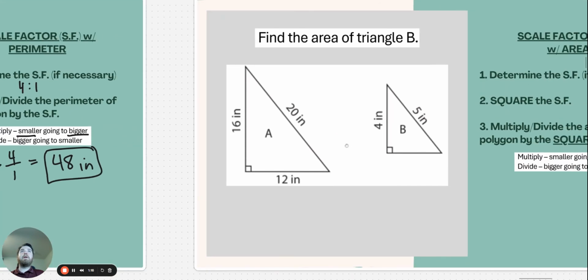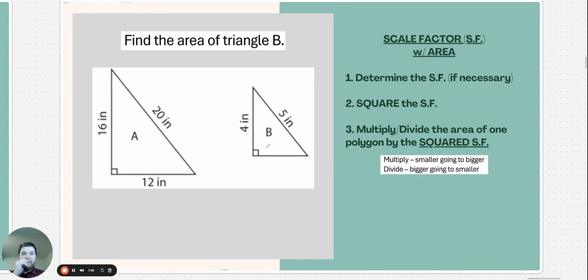All right, last but not least, scale factor with area. It's going to be very similar. What I could do here is take 20/5, and it should come out to be the same thing. So my scale factor is just 4:1. With area, you square the scale factor. Squaring the scale factor is kind of the other step. So 4/1, when I square it, 4 times 4 gives me 16.